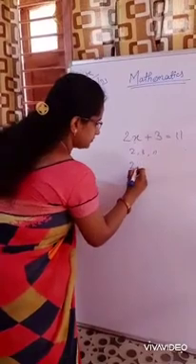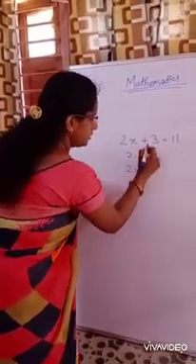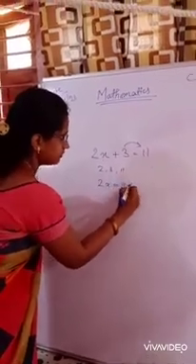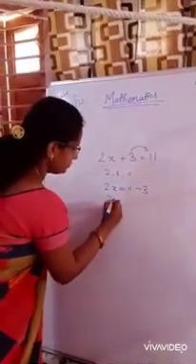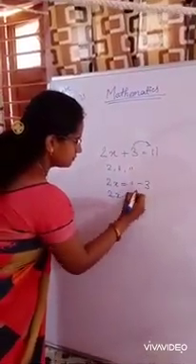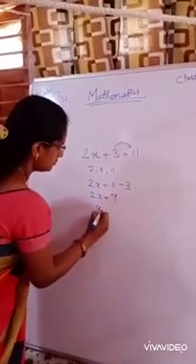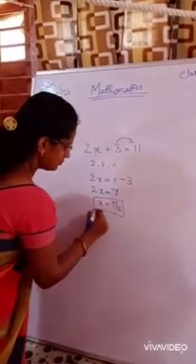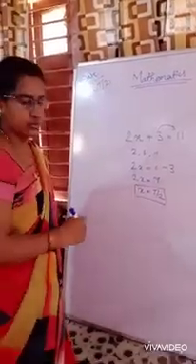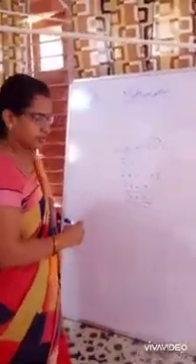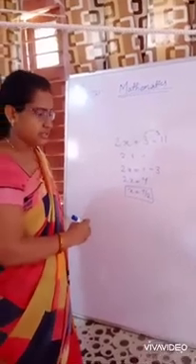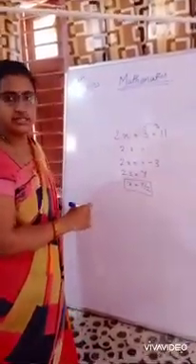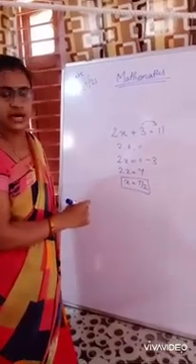Value of x, 2x is transferred: 11 minus 3, 2x equals 7, x equals 7 by 2. So the value of x is 7 by 2. So the sign of equality in the equation indicates that the sides are balanced.